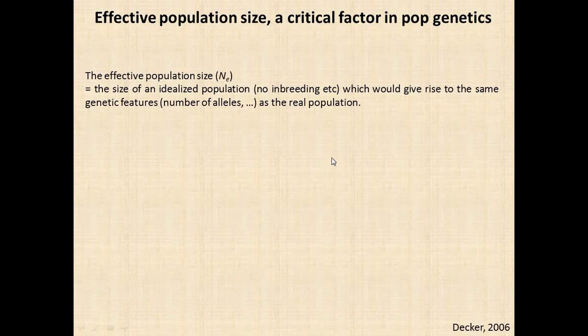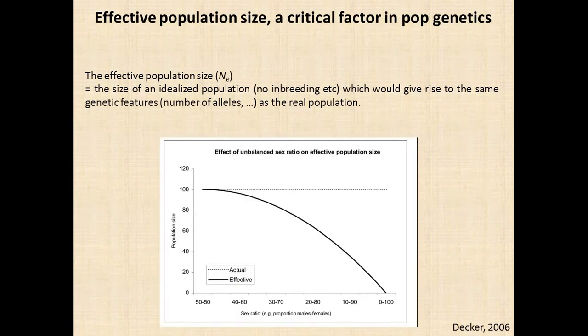Okay, so I mentioned it just before, something important to consider is the effective population size. What we mean by effective population size is the size of an ideal population, for example with low inbreeding, that would give rise to the same genetic features, like number of alleles, number of rare alleles or their frequencies, as the real population that we are interested in.